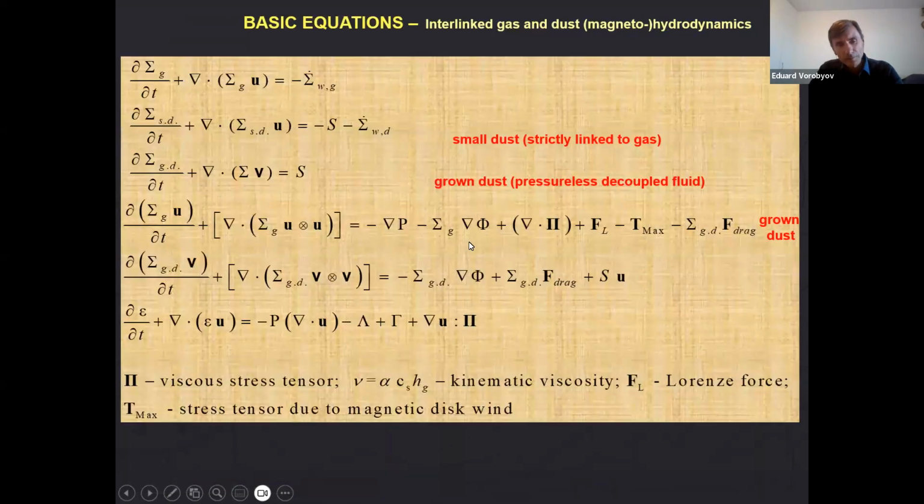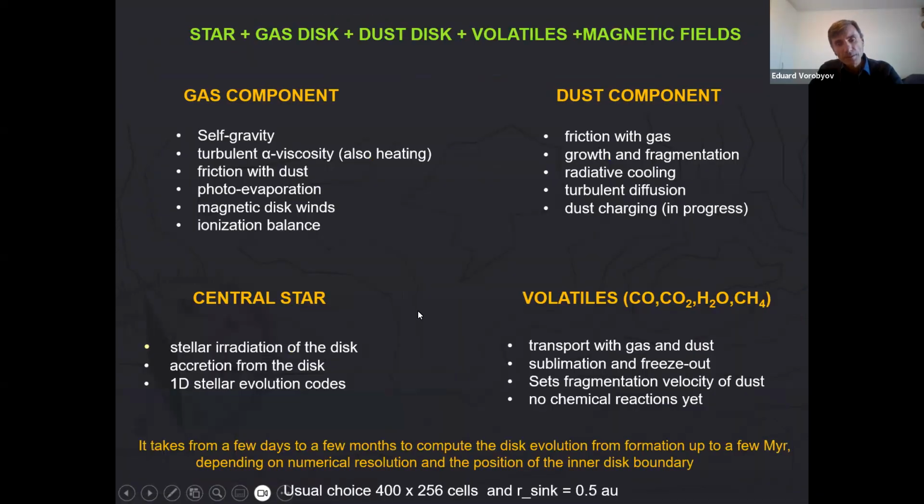These are the equations. I'm not going to bother you with this. There are many more. It's better just to go through the physics which is included. We have a gas component, dust component, star, and volatiles at the moment. For gas, we have self-gravity, turbulent alpha viscosity, including heating, friction with dust, photoevaporation, magnetic disk winds, and ionization balance. For the dust, it's also friction with gas, growth and fragmentation, radiative cooling, which is important, turbulent diffusion, and work in progress on adding dust charges now. For the star, it's of course stellar radiation onto the disk and accretion from the disk onto the star.